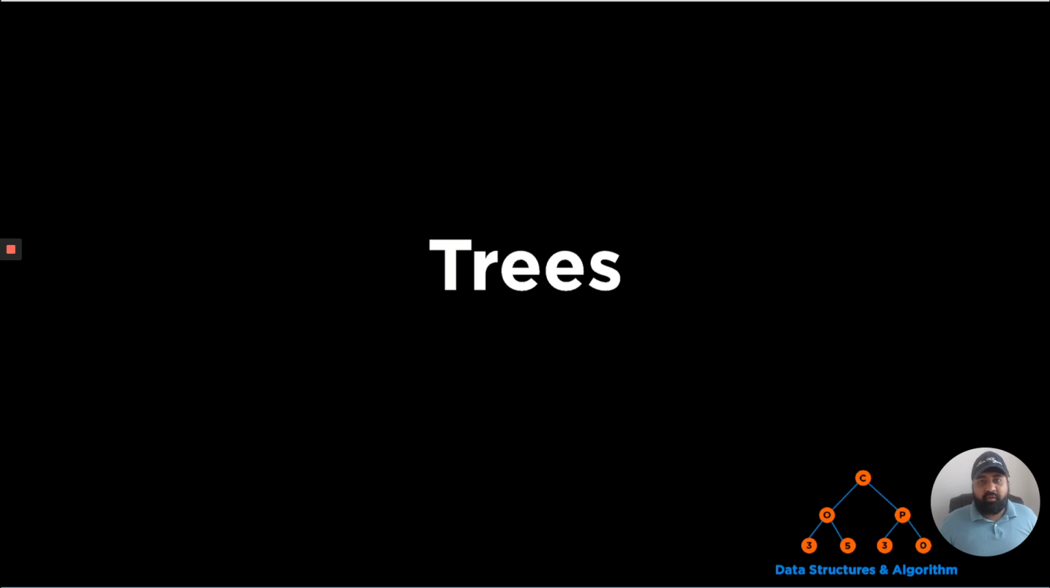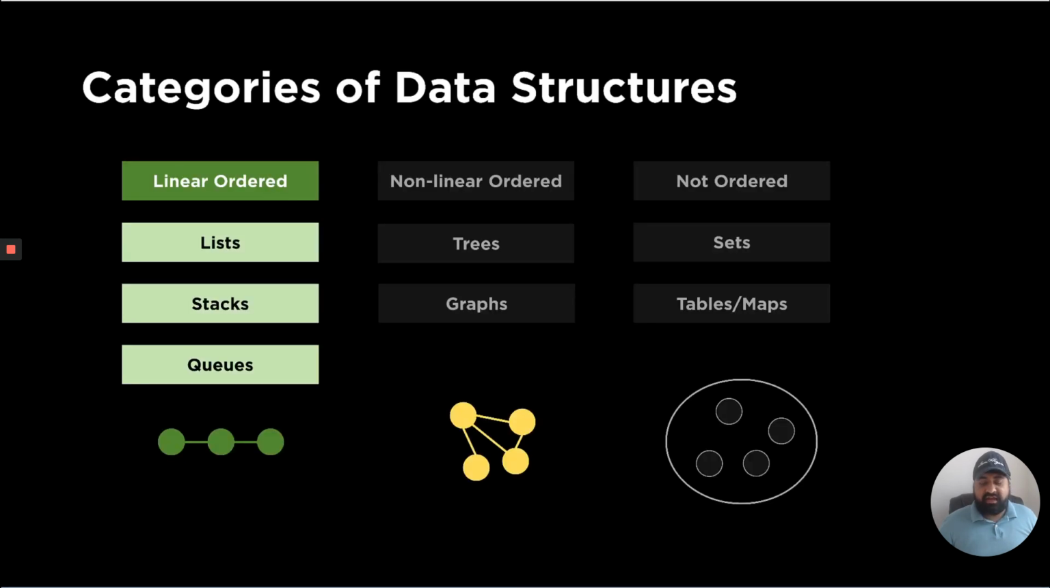Hi everyone, welcome to module 3 of data structures and algorithms. So far we have covered how to analyze our programs using three different approaches, as well as various linear ordered data structures that include lists, stacks and queues. Today we'll start with our first non-linear data structure, which is trees.